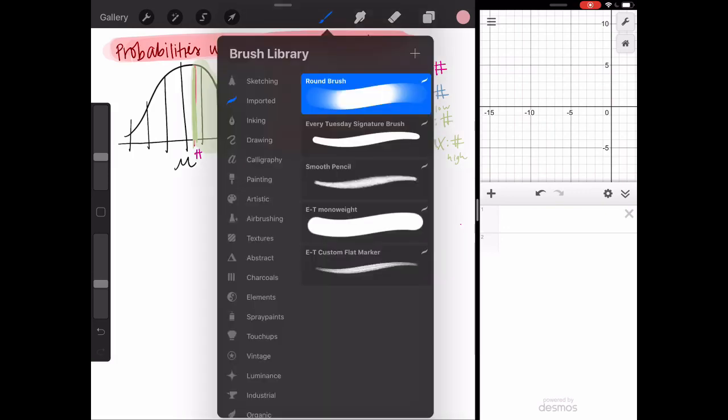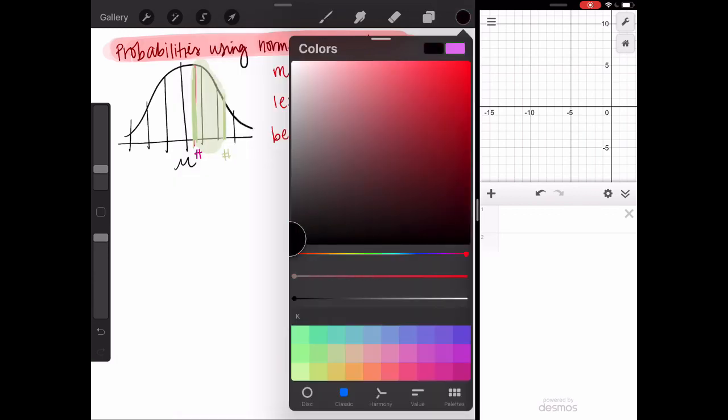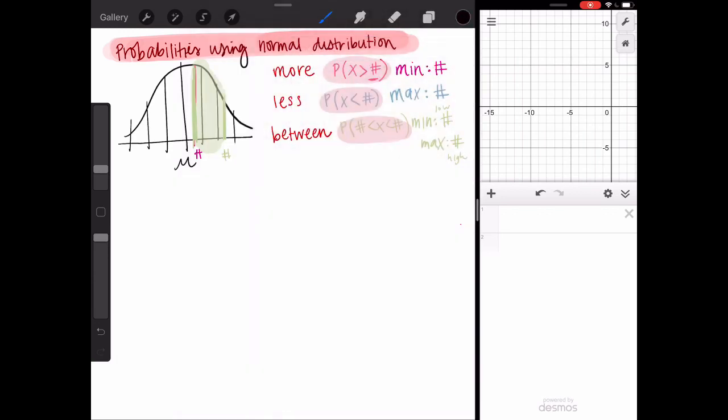Okay, let's go through an example so I can show you how to use Desmos to calculate probabilities. So first of all, let's say our mean is 10 and our standard deviation is 2. Okay, what is the probability that if you pick a random number x, that it will be more than 5?